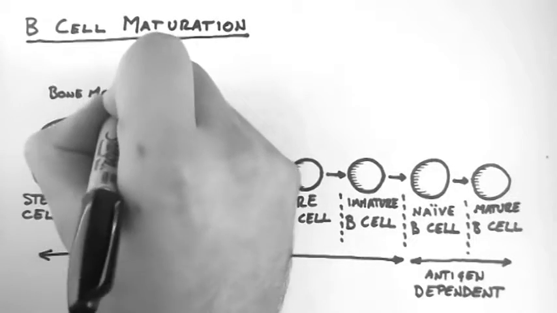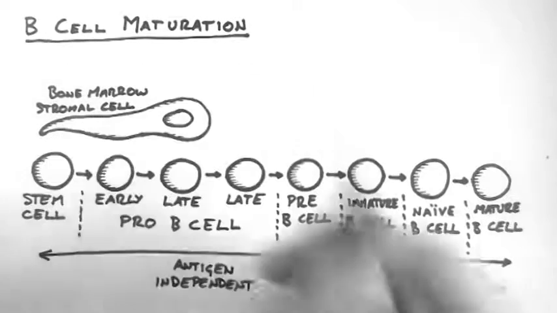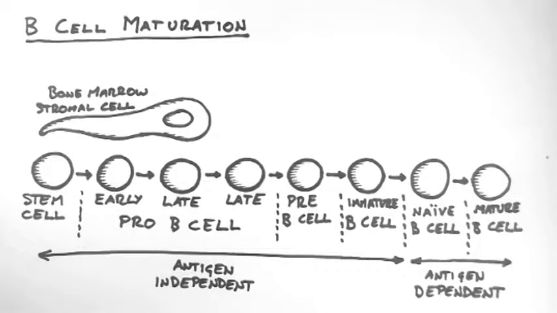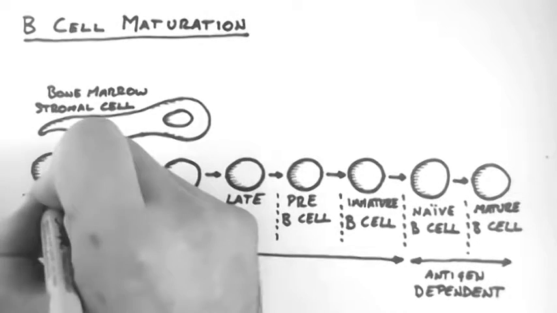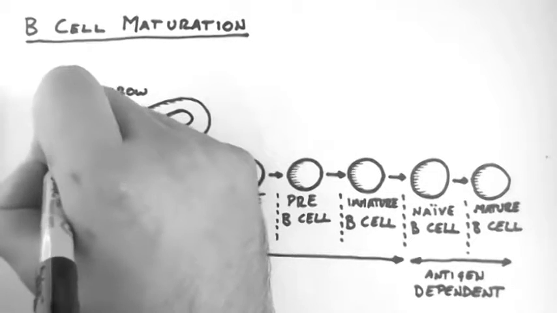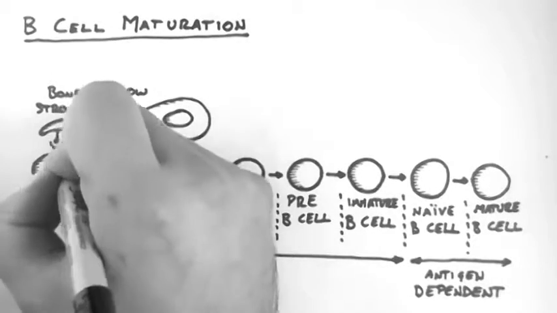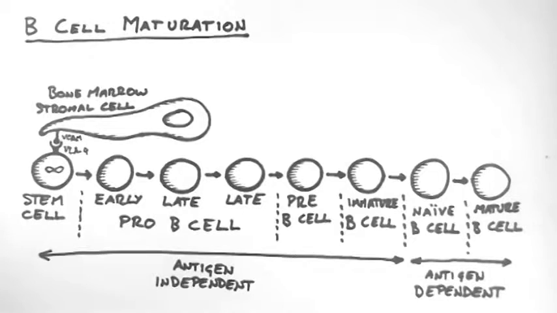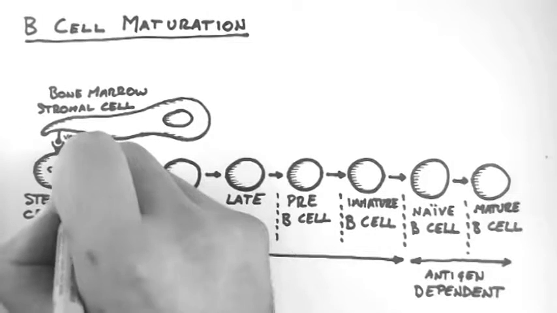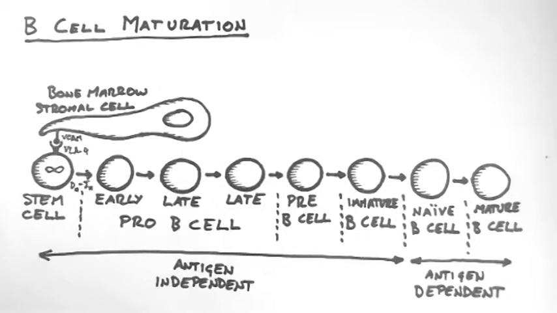This big cell up here is a bone marrow stromal cell, and it is required to send a series of signals to get the process started. Initially, the stem cell binds to the stromal cell via the binding of a protein called VCAM1 on the stromal cell to VLA4 on the stem cell. At this point, heavy chain DJ rearrangement occurs. If you don't know what I mean by this, see the previous video on antibody production and recombination.